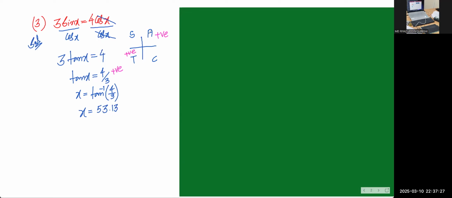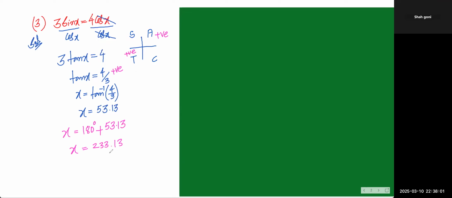And I want to get the value between 0 to 360. So two more quadrants are missing. So we have to add those two quadrants here for this x. It means 180 degree plus 53.13. So finally our value of x, which lies between 0 to 360, must be equal to 233 point nearly about 13 or something like that, right? We can round off to 233 also. This is the answer of the question number 3.